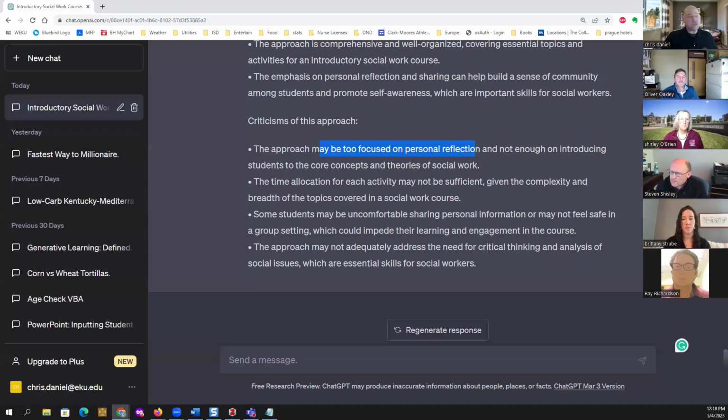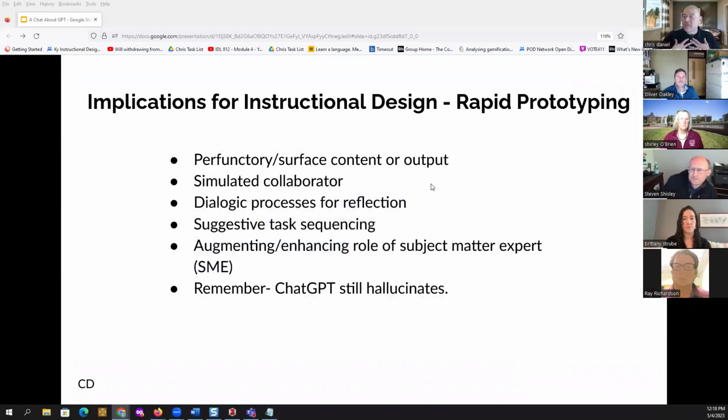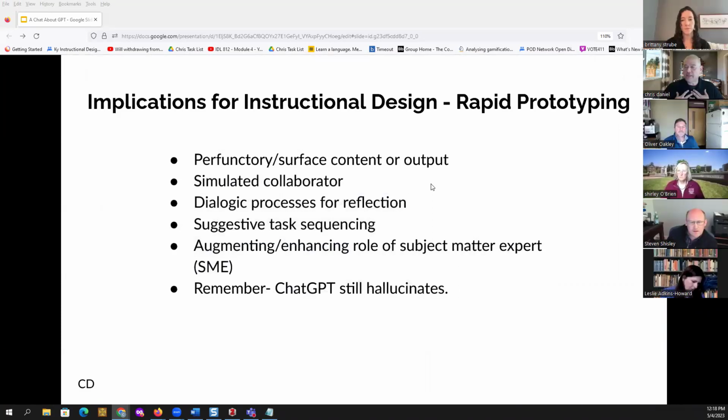So the context is me as an instructional designer who's a jack of all trades to some extent. I have a broad base for learning and knowledge, but I'm not an expert. It's a way for me to rapidly get some things so we can start a discussion about how to design a course. Brittany.